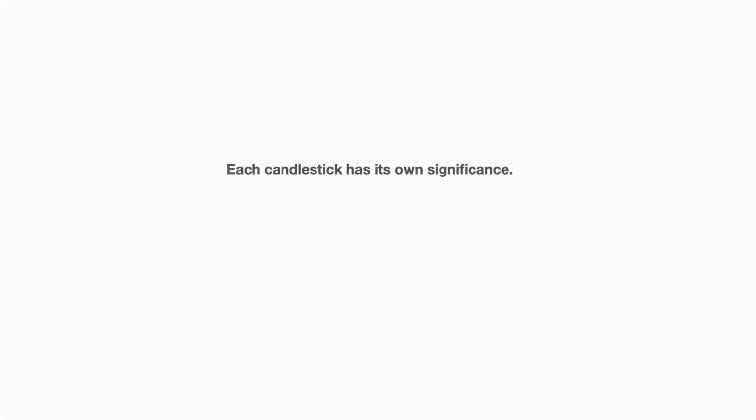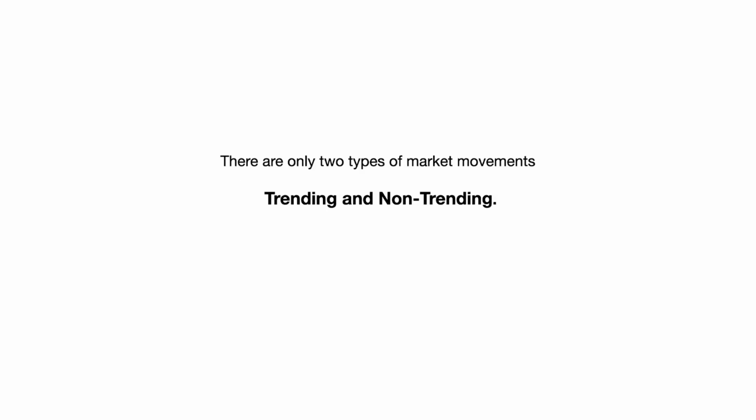Firstly, it's important to understand that every candlestick, no matter how small or inconspicuous, carries meaning. Each candlestick reveals traces of the tug of war between bulls and bears. By mastering these details, we can gain an edge and maintain an advantage in the market. There are only two types of market movements: trending and non-trending. This applies to every single candlestick as well. A candlestick is either trending or non-trending.